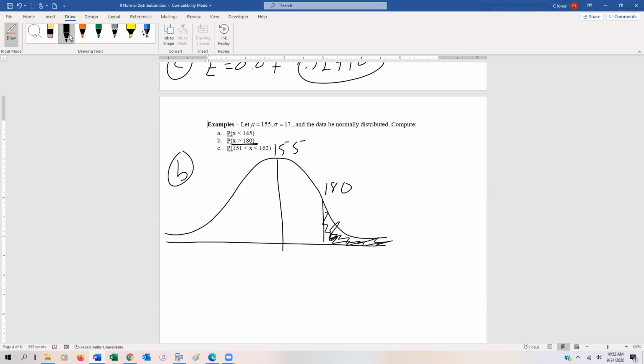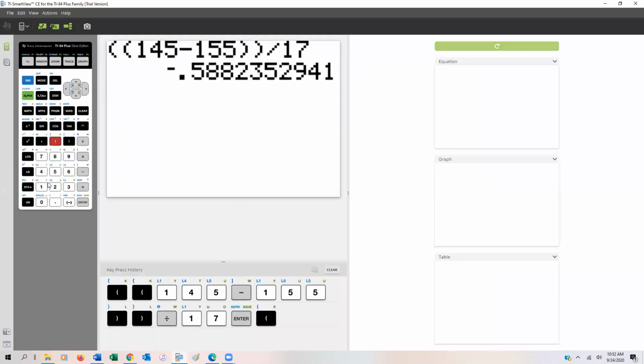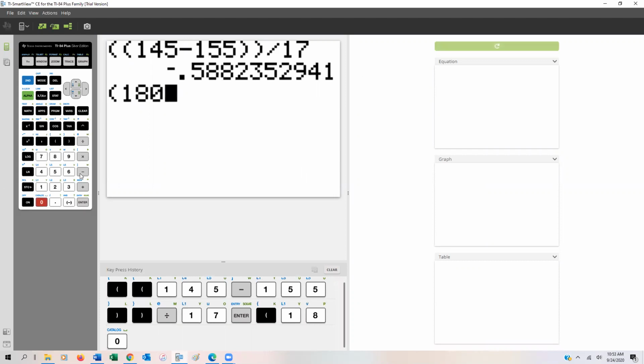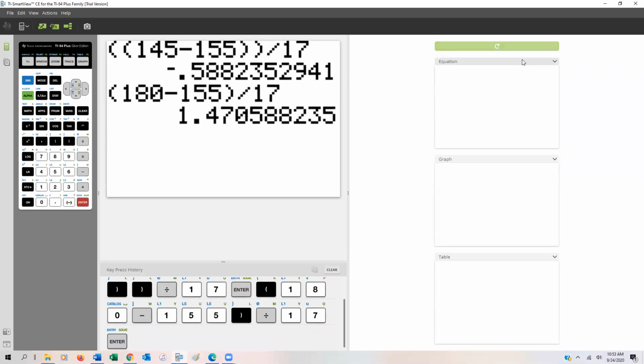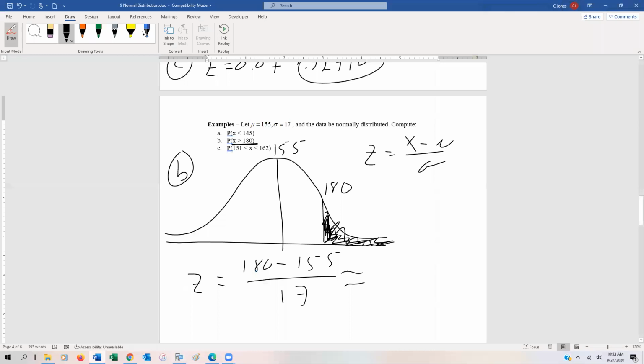All right, so you look at the inequality symbol. That's going to tell you whether to shade to the right or shade to the left. We're going to use our z formula. z is x minus mu over sigma. And in this case, z is going to be equal to 180 minus 155 divided by 17. We're going to round that off to 2 decimal places. All right, in our calculator, 180 minus 155 divided by 17. And that leaves us with 1.47. So that was an easy one.